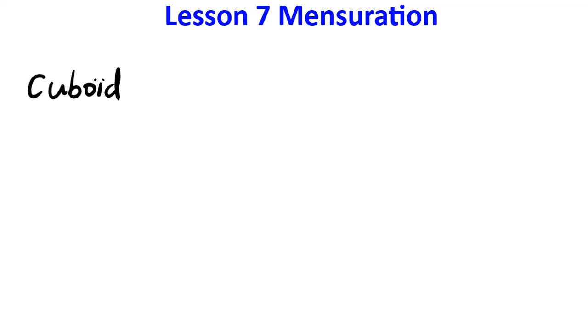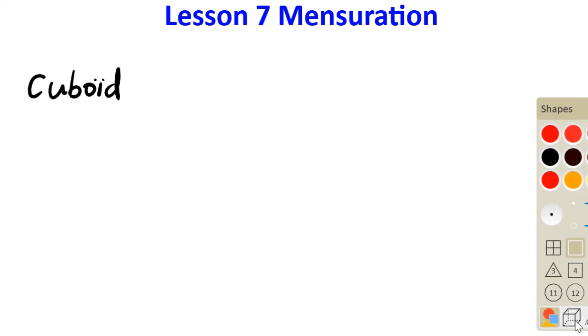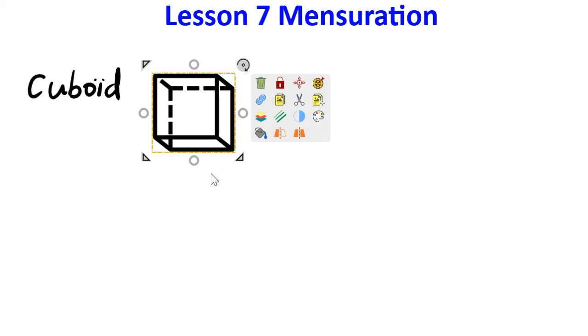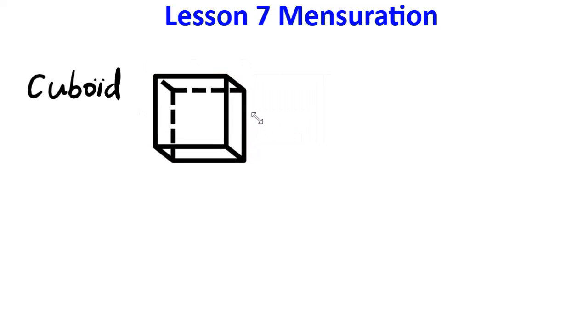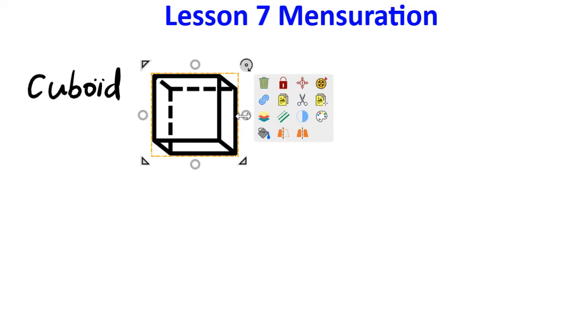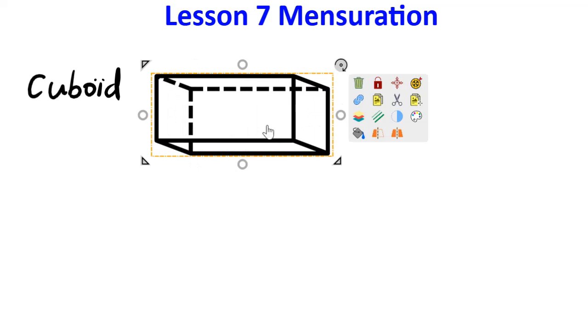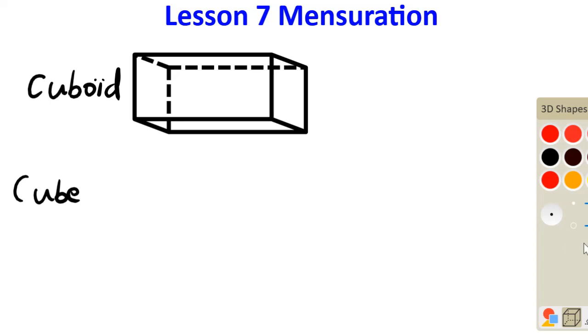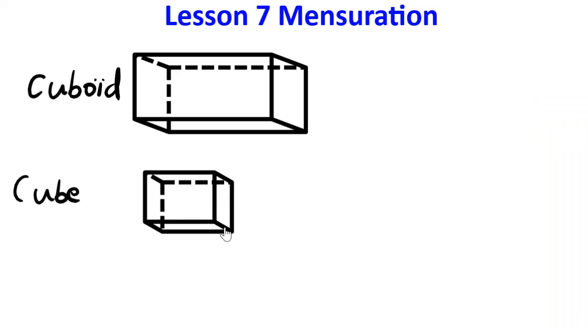And in the case of cuboid, I'll just show you, in the case of a cube all sides are equal. But in the case of a cuboid, you know that it will be having length, breadth, height, most of the time different. When it comes to a cube, it so happens that you will be having all sides equal.